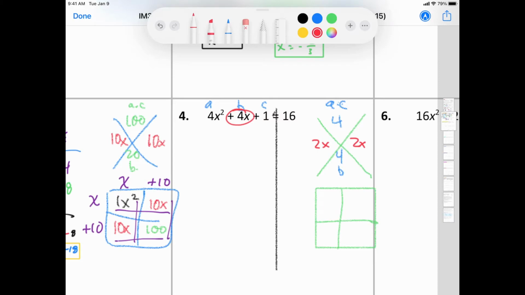Go ahead and place your finger there. It should go here and here always. 4x squared will always go here, and this positive 1 will always go here.